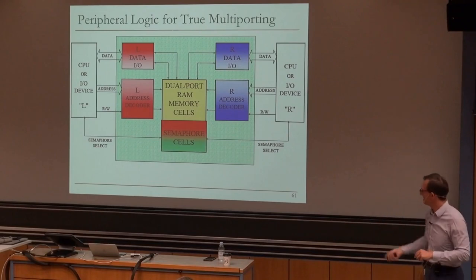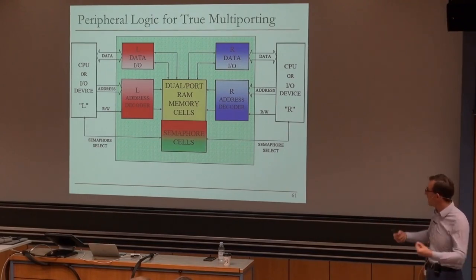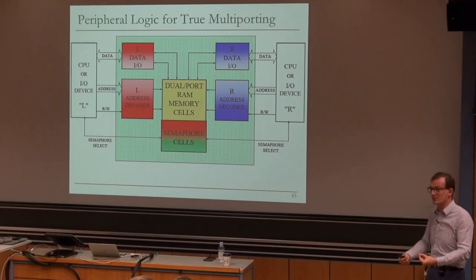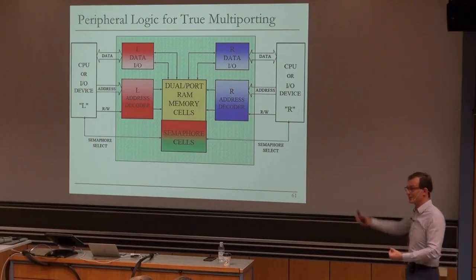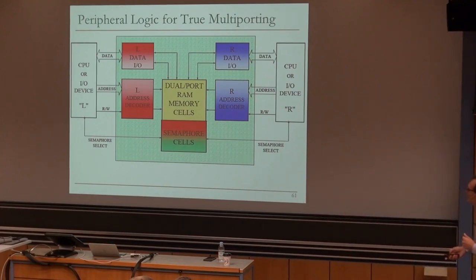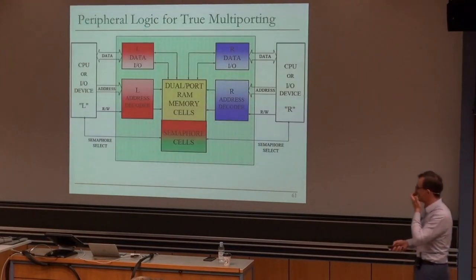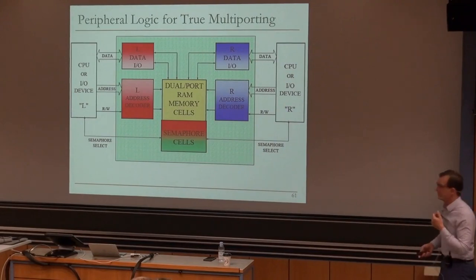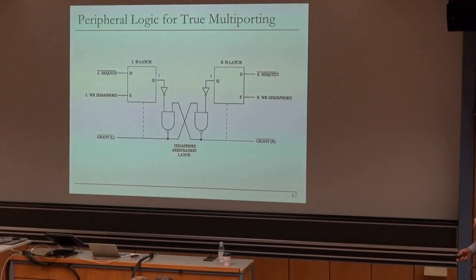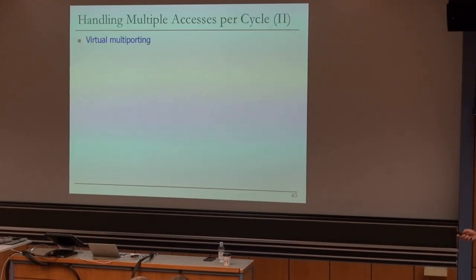Basically, semaphores are red and green, right, as you can see. They basically control access. If both addresses are the same, and one is doing a write and one is doing a read, you basically let only one of them go and then serialize them. That's the idea. And that's peripheral logic. You cannot handle that over here, at least with this circuit structure. Okay, hopefully this is clear. Okay, this is another peripheral logic, another example over here that does exactly what I said. As you can see, read or write, semaphore.